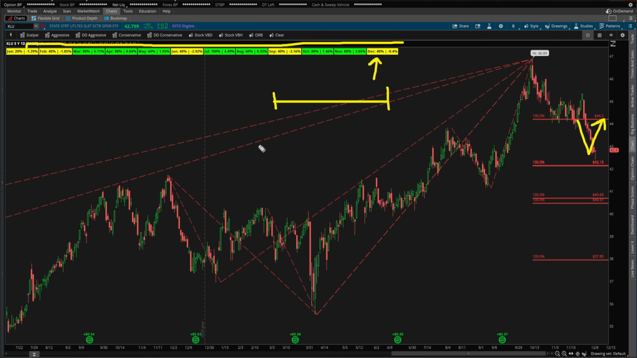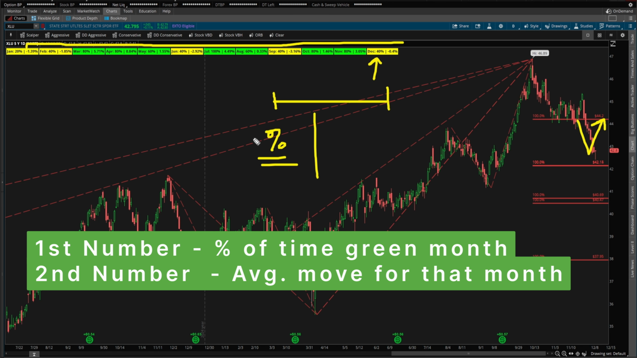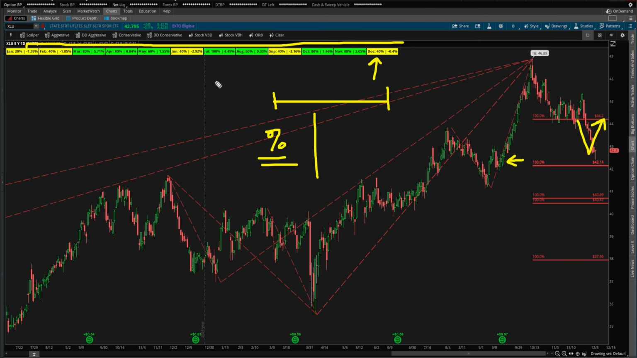The first number tells you the percentage of time that price closes above where we opened. So what that means is how often is this a green month for whatever symbol you're looking at, in this case, XLU. The second number tells you the average move. So it takes the closing price minus the open of that month, and it divides it by the open to know, was this a gain or was this a loss? And if so, what is the average amount?